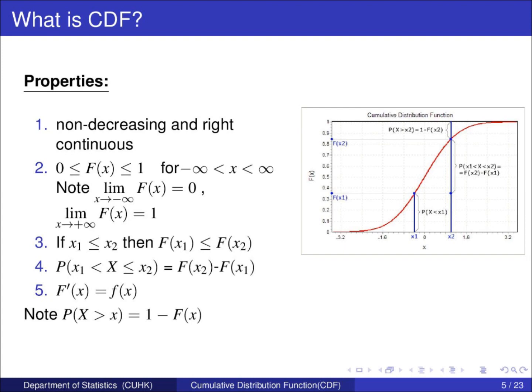Fourth, the probability of capital X being between x1 and x2, two given values, is equal to capital F(x2) minus F(x1). Fifth, the first derivative of CDF will get back to the PDF. Also note that the probability of capital X larger than small x is equal to 1 minus Fx.